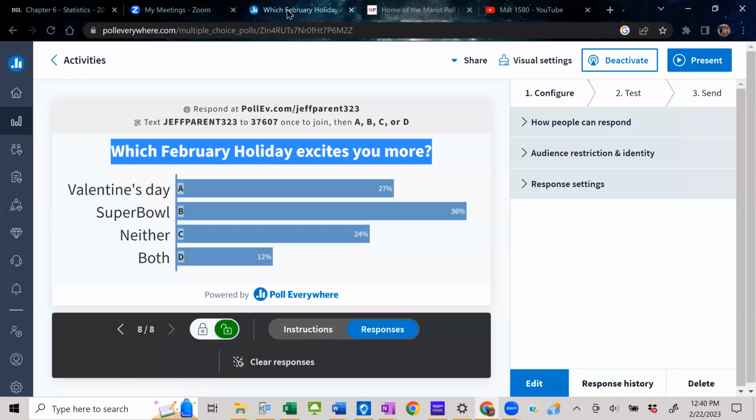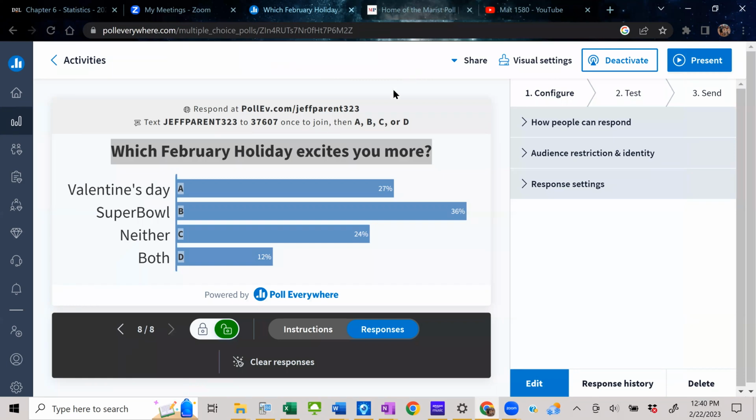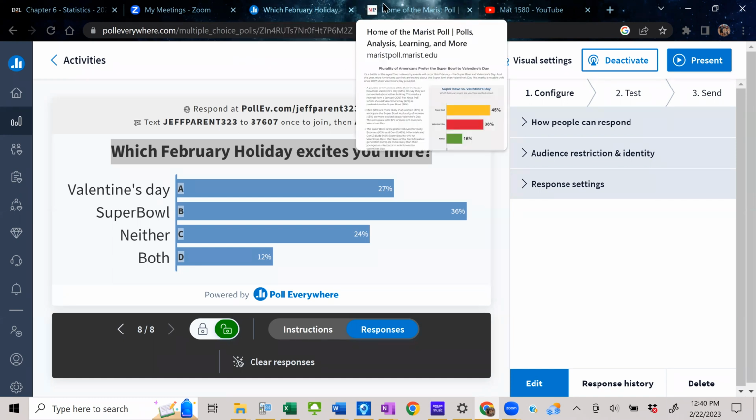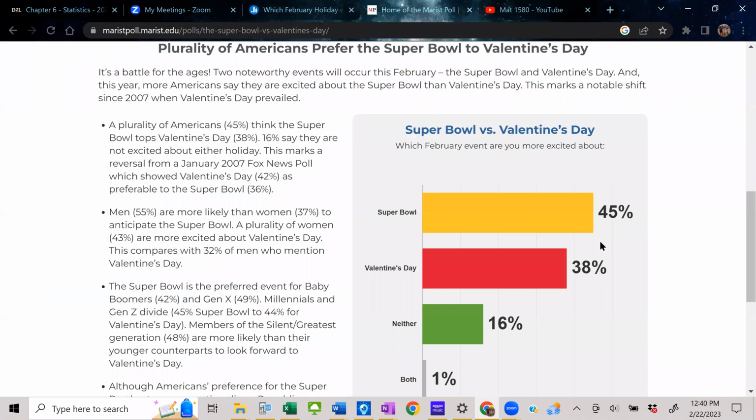So I asked you guys to jump in on a poll, and here are the results. So you've got Valentine's Day is not quite as exciting to a lot of people as the Super Bowl. And some people say neither, some people say both. How does that compare to the national poll that they did? Well, here's the national results.